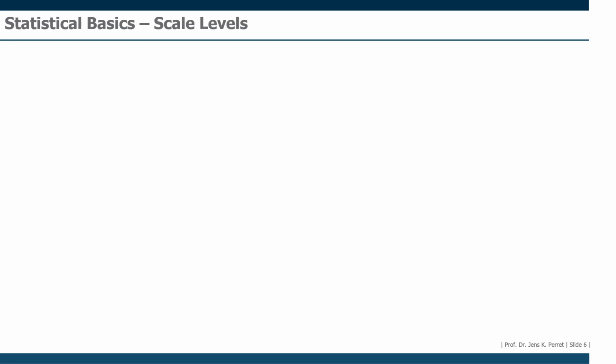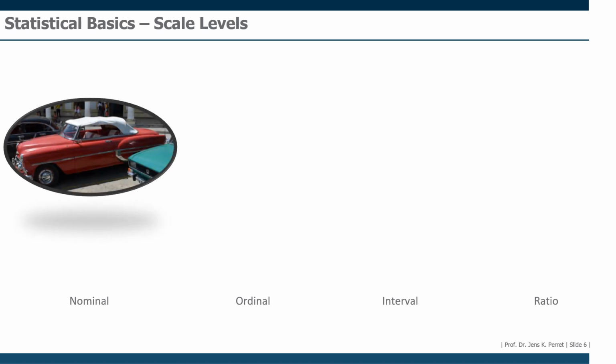The last part I want to talk about is scale levels. We have 4 different scale levels we're going to differentiate between here: nominal, ordinal, interval, and ratio scaled. Nominal data, in this case, we can simply say how many of each object we have. For example, car brands. I can say, well, in this parking lot there are 2 Mercedes, 1 Fiat, 1 Audi, 1 BMW.